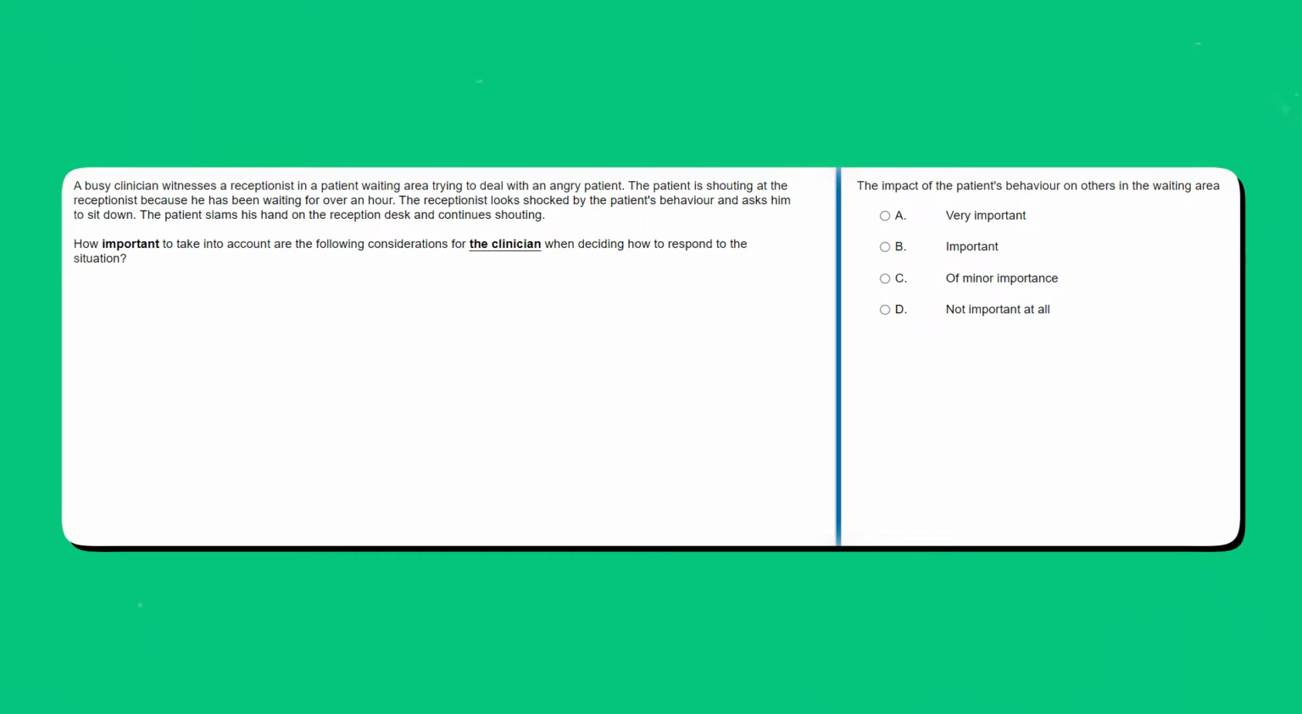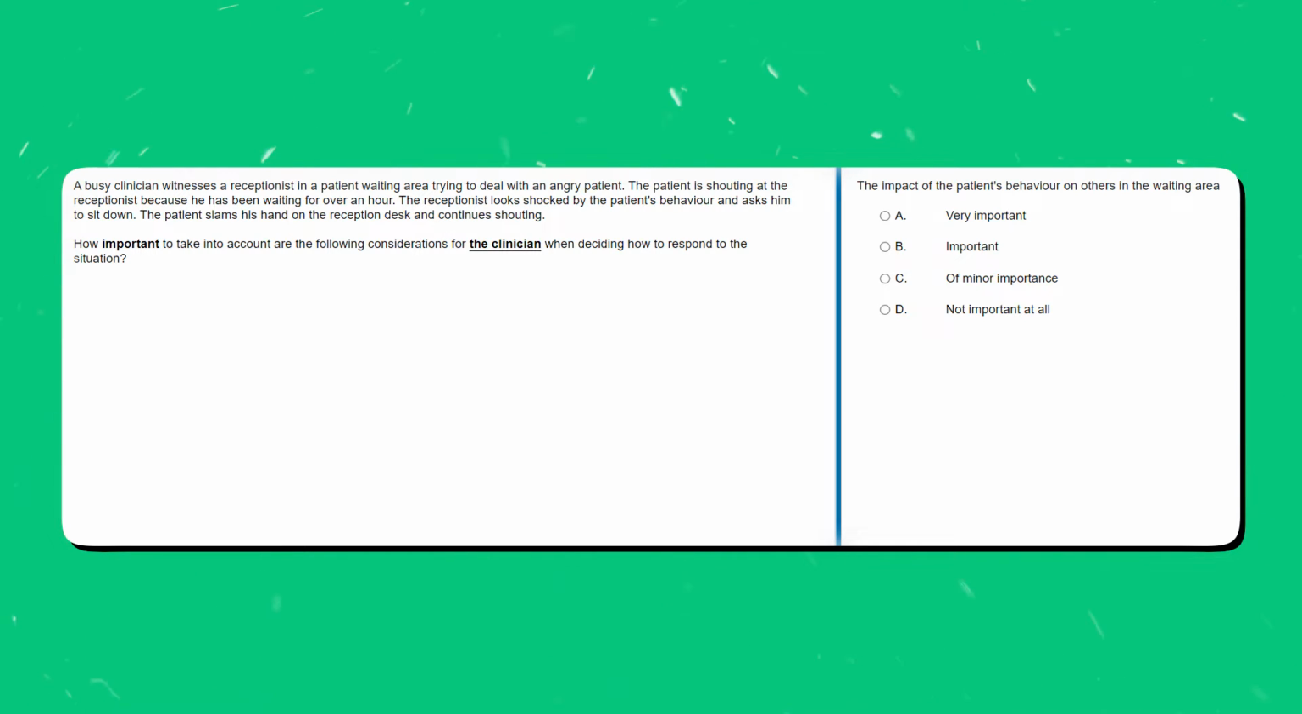A busy clinician witnesses a receptionist in a patient waiting area trying to deal with an angry patient. The patient is shouting at the receptionist because he has been waiting for over an hour. The receptionist looks shocked by the patient's behavior and asks him to sit down. The patient slams his hand on the reception desk and continues shouting.